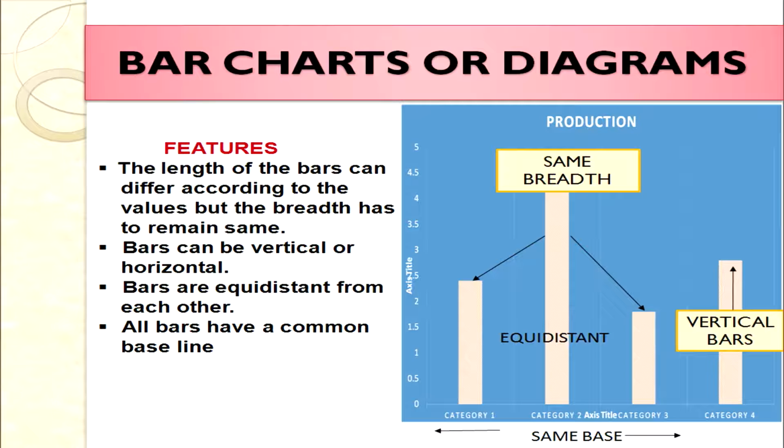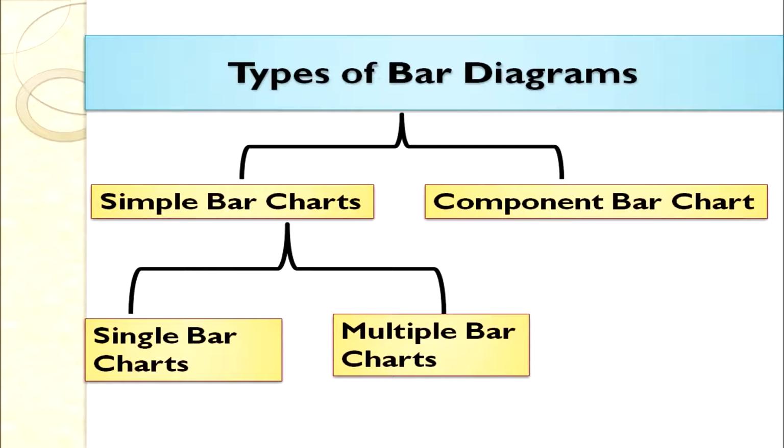Now, the next key feature: bars are equidistant from each other. As you can see, the distance between the bars is equal. Now, the most important feature: all bars have a common base line. So, here we have learned about the key features of the bar diagrams.